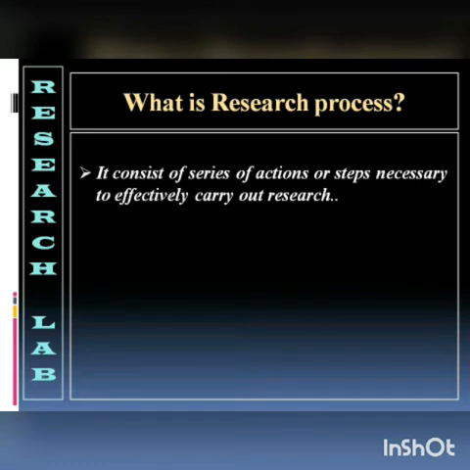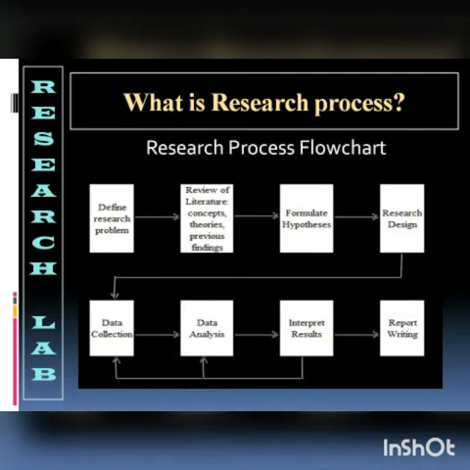Research process. It consists of a series of actions or steps necessary to effectively carry out a research. This is the research process flowchart. As the first process, the researcher has to define a research problem. Then she has to review the concepts and theories and also previous findings. As the third process, she has to formulate the hypothesis.